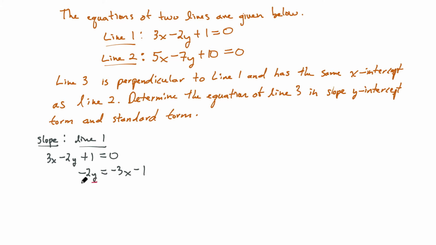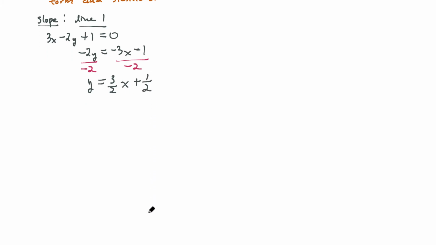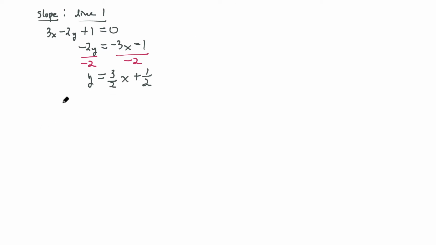To isolate for y, we divide both sides of the equation by negative 2. Negative 2y divided by negative 2 is just y. Negative 3x divided by negative 2 is positive 3 over 2 x. And negative 1 divided by negative 2 is positive 1/2. Okay, so we have that the slope of line 1, m1, is going to be equal to the coefficient on x when written in slope y-intercept form. So m1 is equal to 3 over 2.